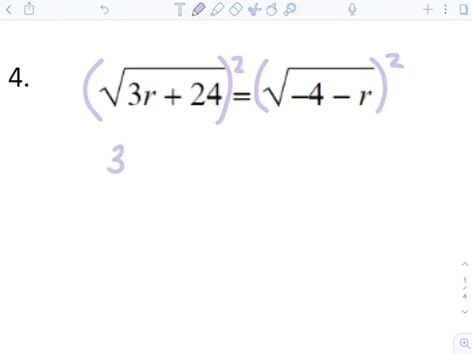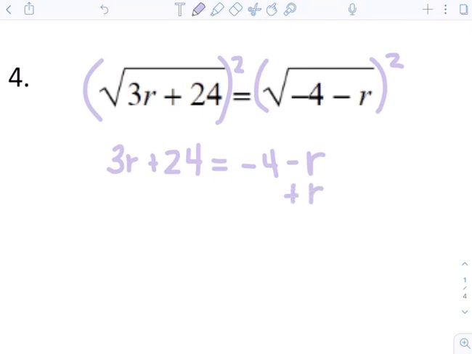Now when I do that, nothing on the inside changes. Do not square the 3r, do not square the 24. All that's happening is the square root is going away. And the same thing on the right side. You're not squaring the 4, you're not squaring the r, the square root just goes away and you're left with the inside, which is negative 4 minus r. And then you're simply just going to solve for r. You need to get r by itself.